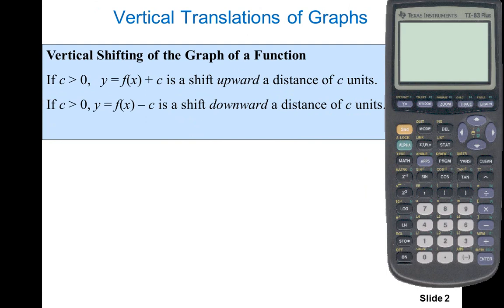First, we'll take a look at vertical shifting of a graph of a function. If c is greater than 0, which means that c is positive, the graph of the function y is equal to f of x plus c is a shift upward of a distance of c units. Likewise, if y is equal to f of x minus c, the graph is a shift downward a distance of c units. Let's take a look at an example.